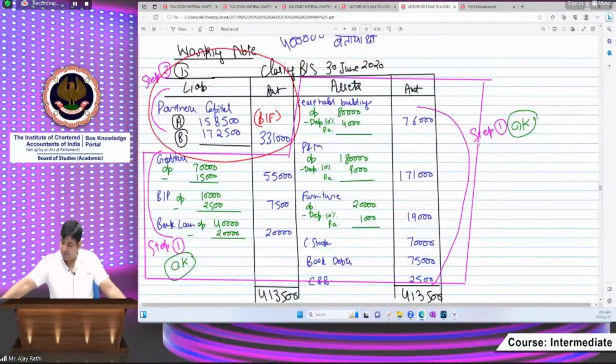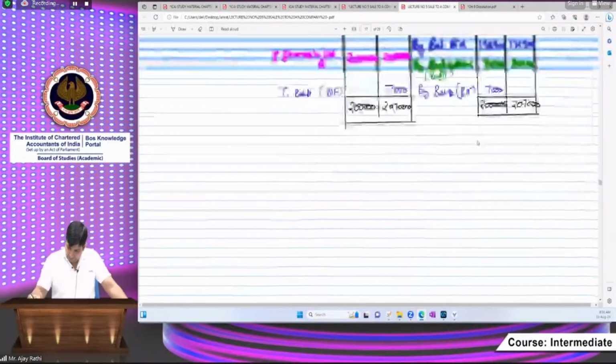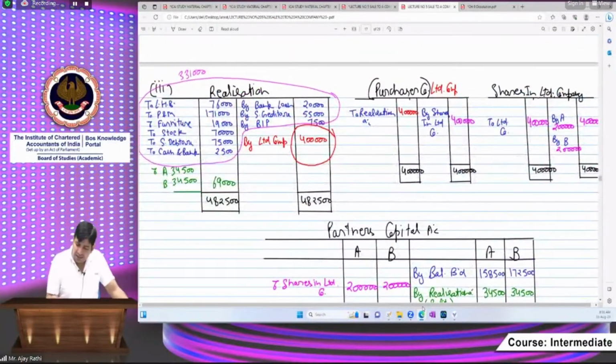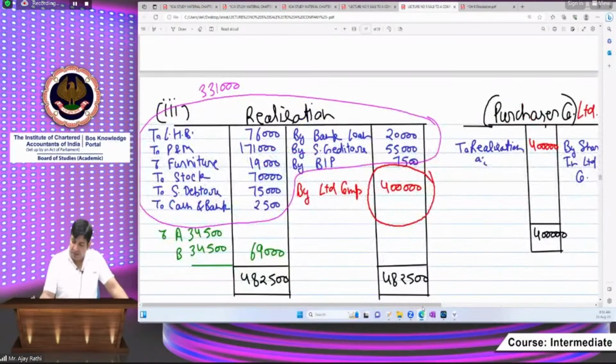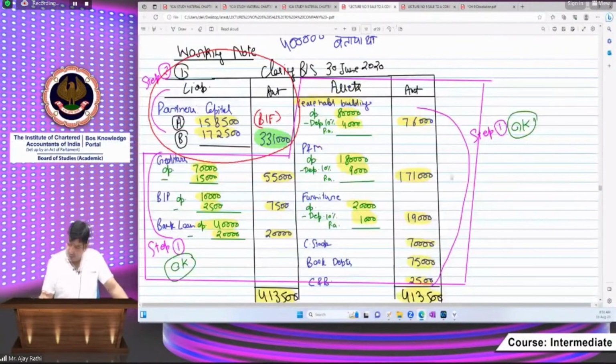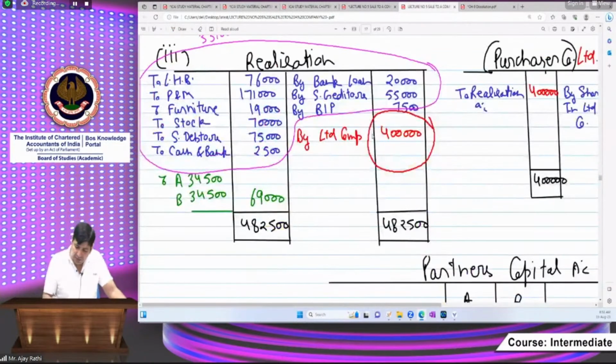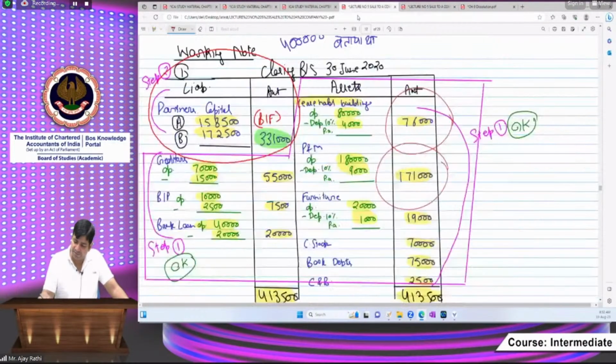Step number first. Beta, we have prepared the realization account. So step number first, we are transferring all these things. Leasehold building, plant and machinery, furniture. Please transfer. Realization account debit to all the assets. Beta, I have transferred all the assets here individually.